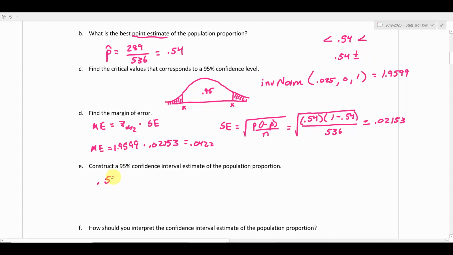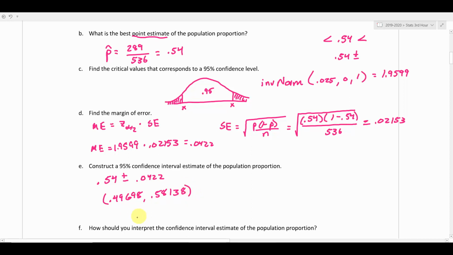Point estimate, 0.54 plus or minus 0.0422. So that's one way to express that. The other way would be to actually add and subtract that 0.0422 from the 0.54. And if you do that, you can set up an open interval like this. The lower bound is 0.49698, and then the upper bound would be 0.58138.